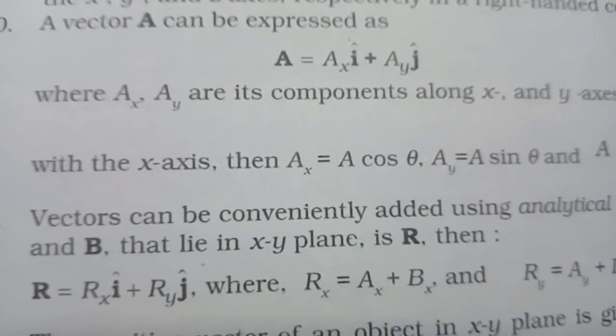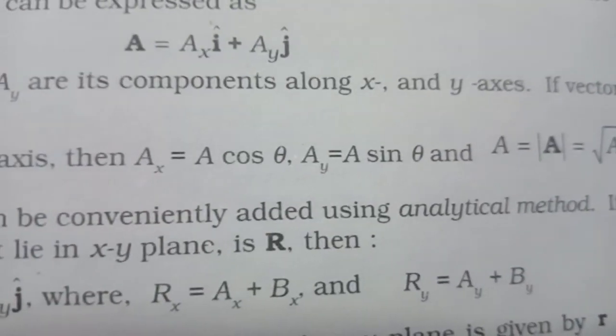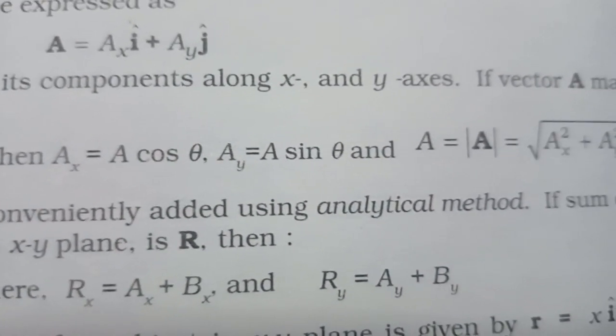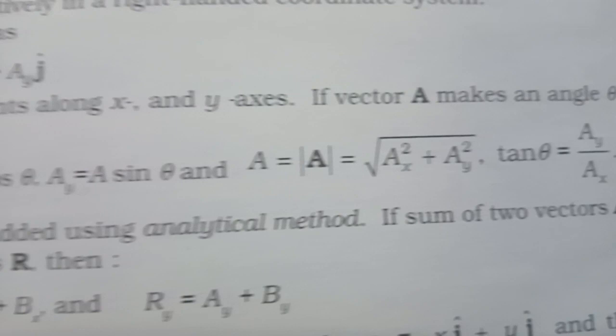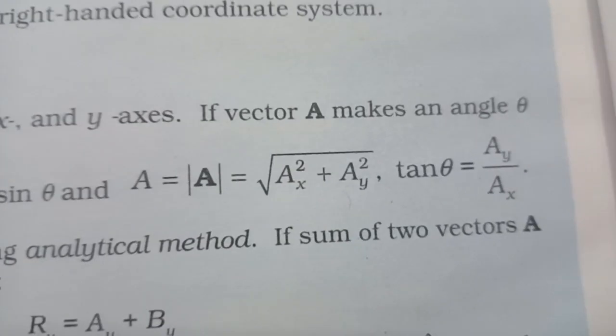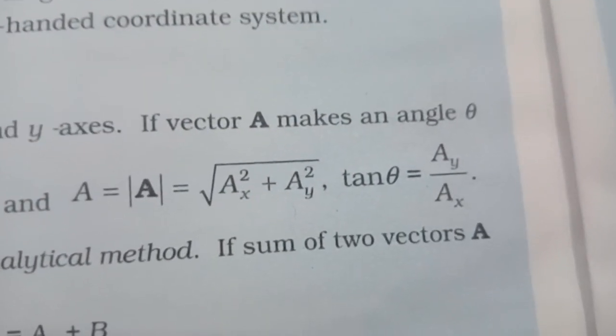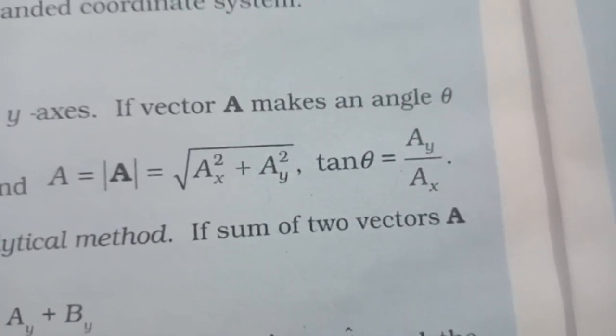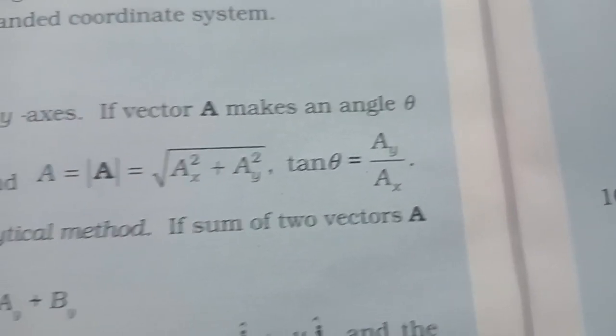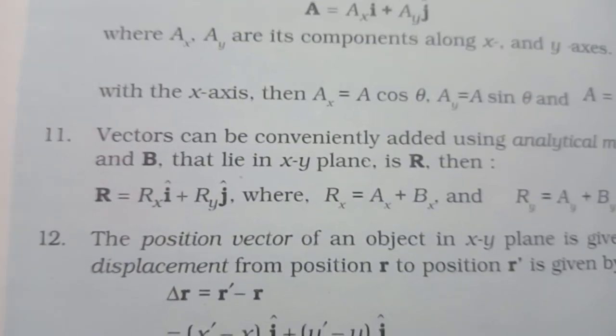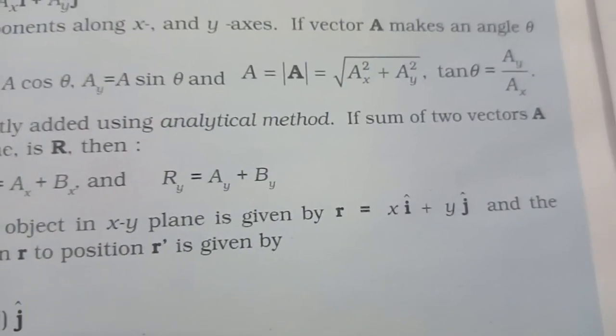If vector A makes an angle theta with the x-axis, then Ax is equal to A cos theta, Ay is equal to A sin theta and A is equal to A magnitude, that is equal to under root Ax square plus Ay square. Tan theta is equal to Ay upon Ax. Vectors can be conveniently added using analytical method.